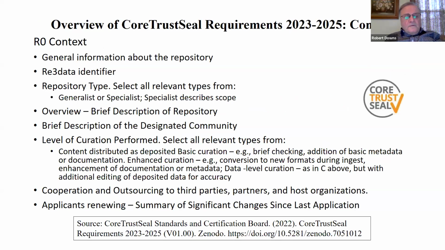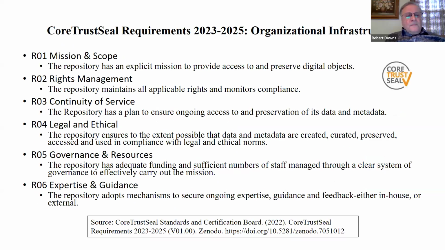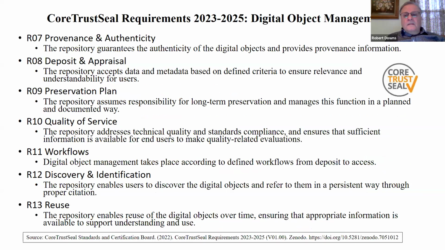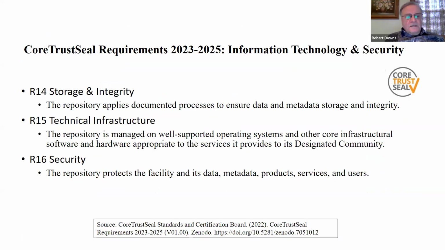And so as we had talked about R0, there are a lot of different elements to that. And I hope that you've been discussing these with your team so that you can identify how each of these different aspects of R0 can be addressed by your repository. We're going through R1, R2, etc. so far. And the rest are all within this organizational infrastructure. We'll review each of these and hopefully make progress on them. And then likewise, do the same with the digital object management requirements. And then finally, with the information technology and security requirements.